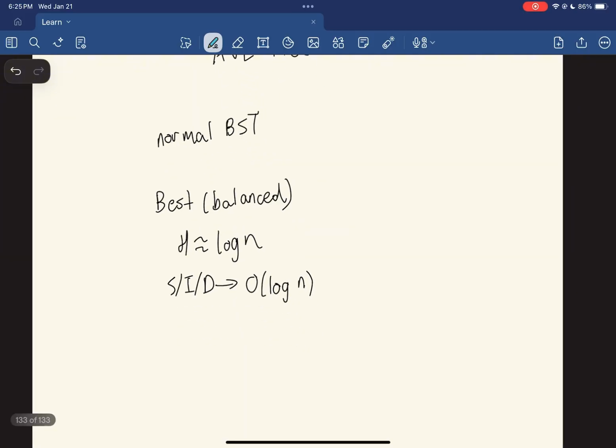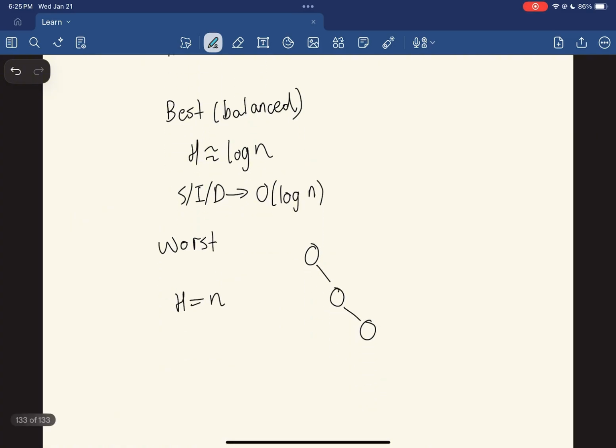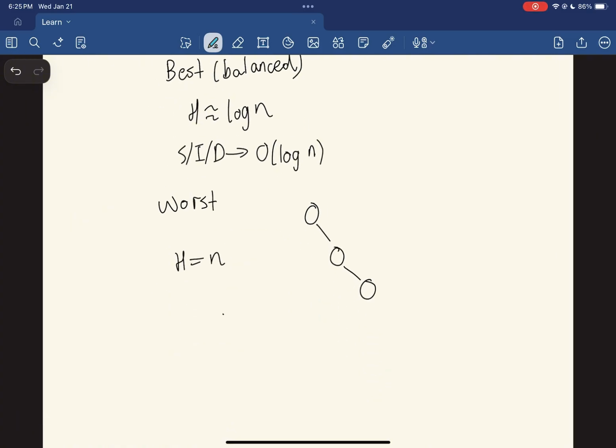However, on a normal binary search tree, there's also the worst case scenario. With a worst case scenario, the tree becomes sort of like a linked list, right? So let's say a tree looks something like this. When that happens, the height becomes n. And so when you do search, insert, or delete, it will be big O of n instead of log n. So basically, a plain binary search tree, BST, can degenerate.